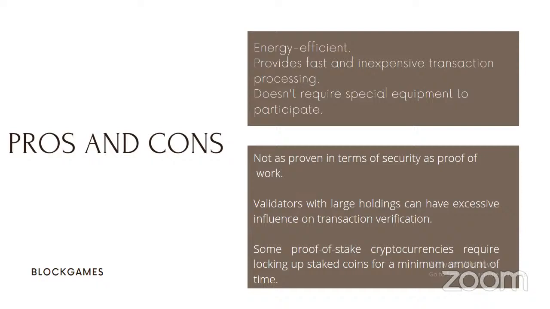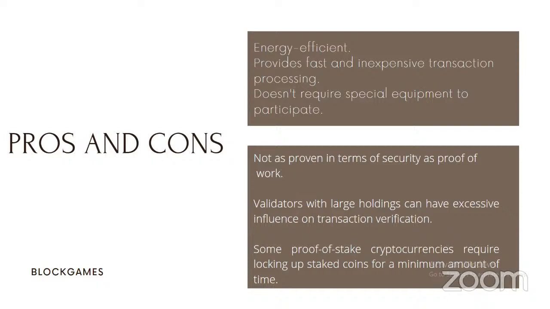Some proof of stake cryptocurrencies require staking coin for a minimum amount. So before you can do this, let's say you stake 2 Bitcoin. At the point of staking, you don't really have access to that Bitcoin. You can't trade it because it's being staked. So that is one of the cons.